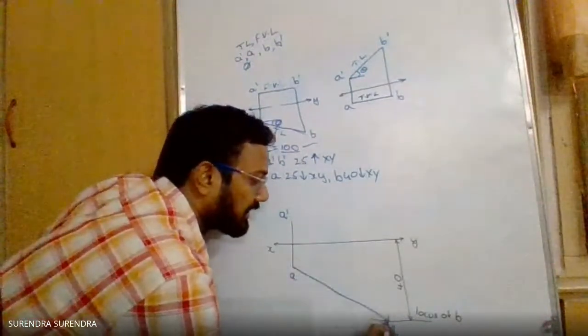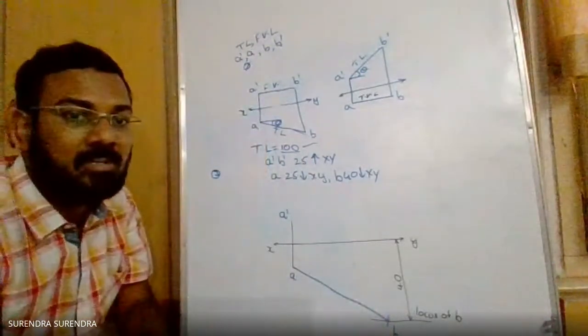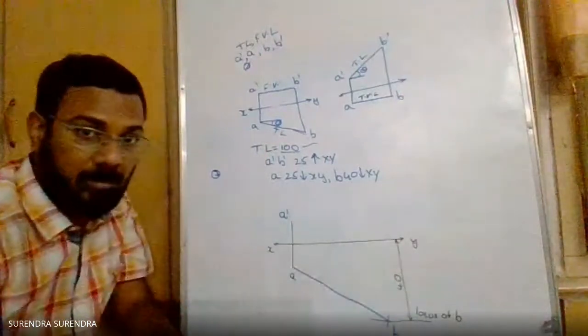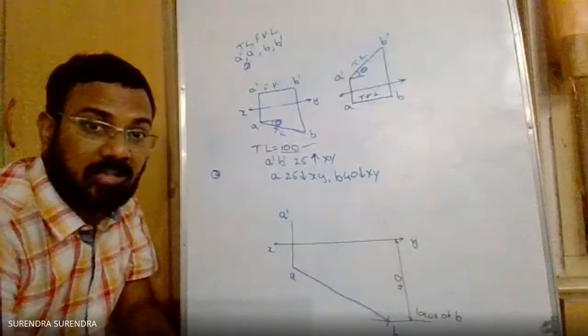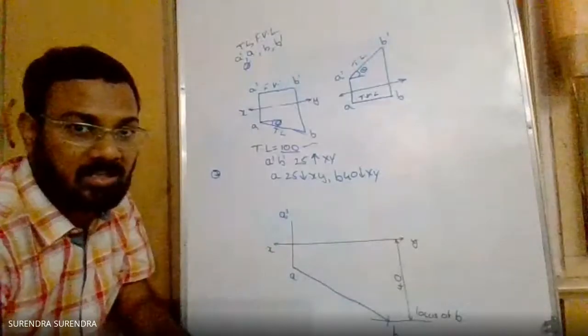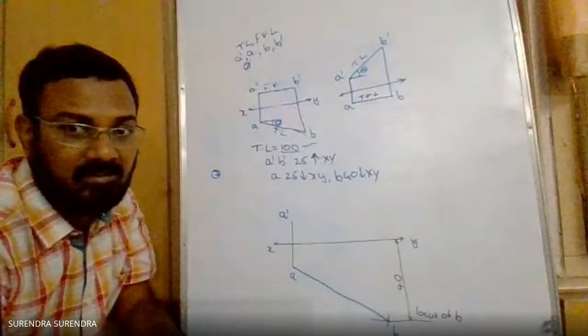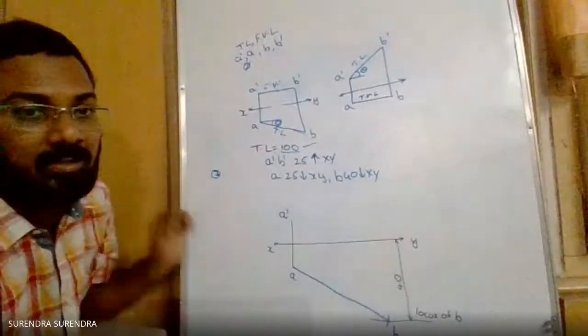Now check the conditions given in the problem. Point B is 40 mm below the XY line, and the true length AB is 100 mm. So both the conditions are satisfied, is it? So this is how to get the point B.